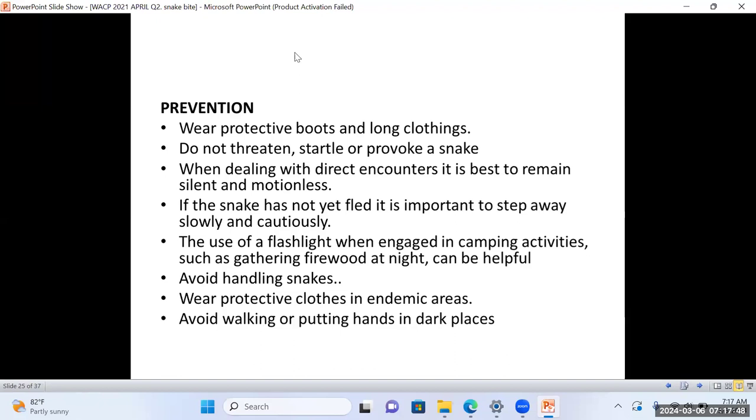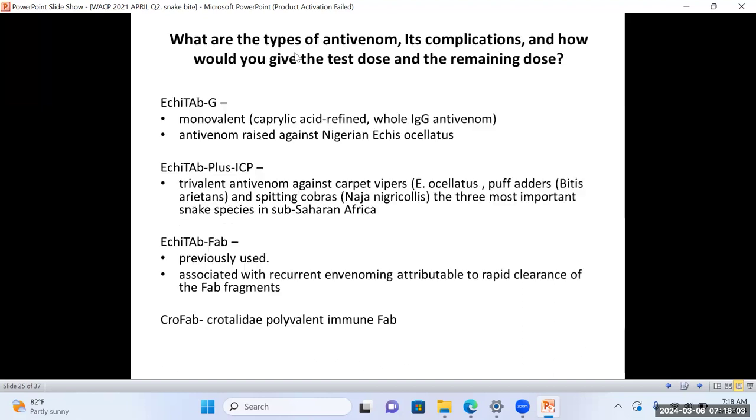Preventive therapy will include patient education, advising them to wear protective boots and long clothing, not to startle or provoke a snake, and to avoid handling snakes as much as possible. If the snake has not fled, it's important to stay away cautiously, and avoid walking or putting hands in dark places.